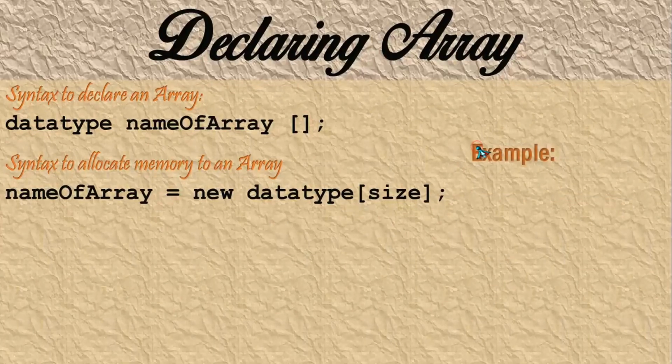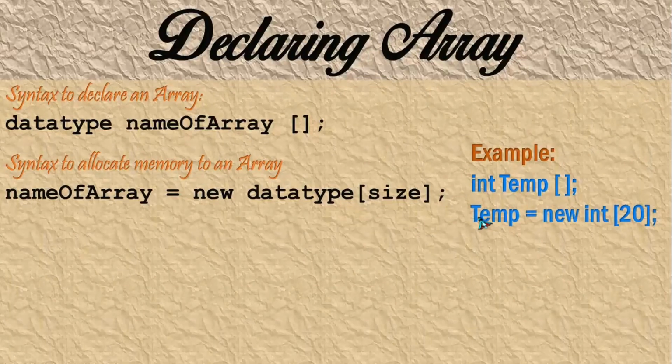Here is an example. To store temperature, I create an array that is integer type. So int, one space, and then temp, and then the array symbol I give, and I terminate this. This is the first step. The next step, I have temp is equal to new space integer type, that is int, and then the size is given inside the array symbol, that is 20. So here now I will have an array to store 20 elements.